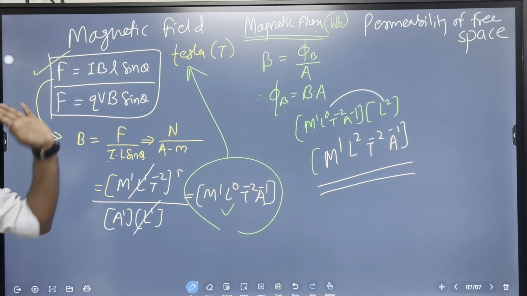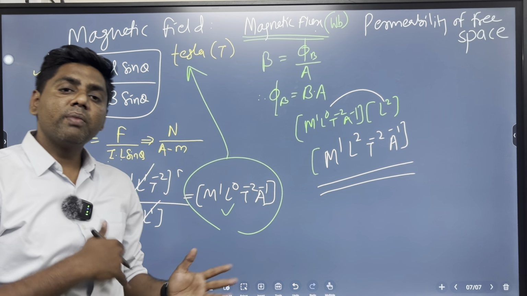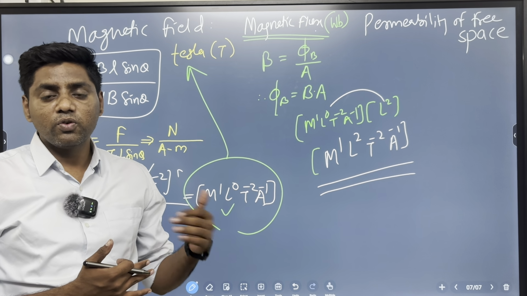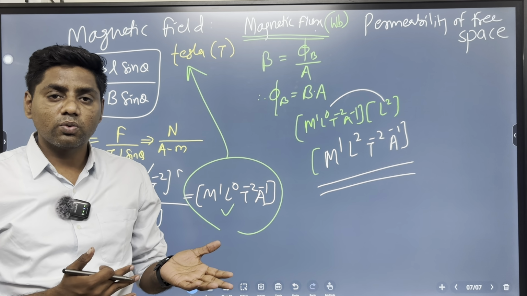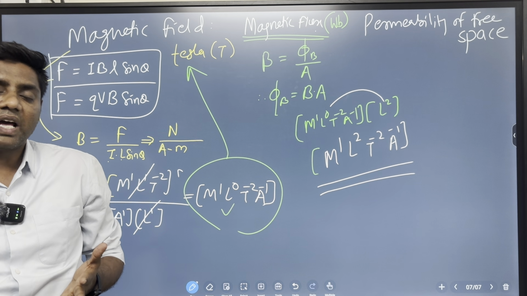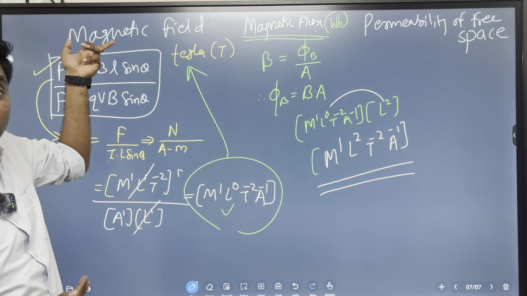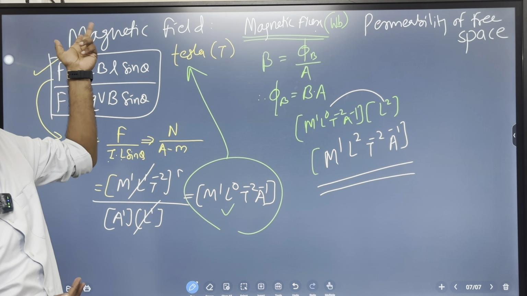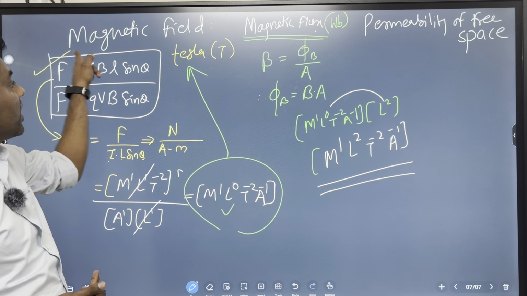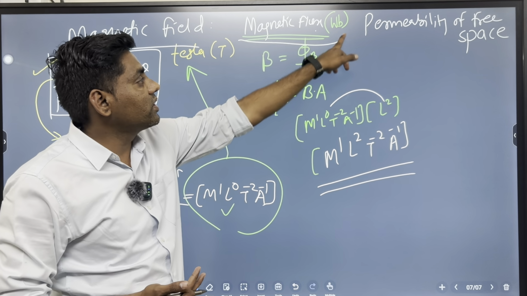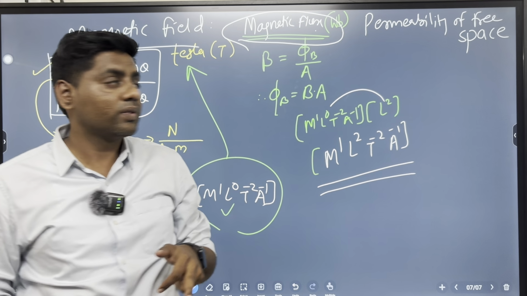Both are the most important physical quantities in many examinations. If you solve the previous questions on NEET, JEE and CET, you observe that in many examples on the basis of dimensions, they ask you to calculate using the dimensions of magnetic field, or they directly ask what is the dimensional formula for magnetic field. Next, magnetic flux. What is the dimensional formula for magnetic flux?